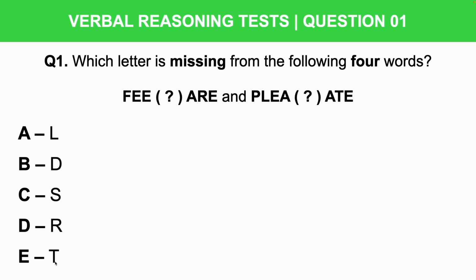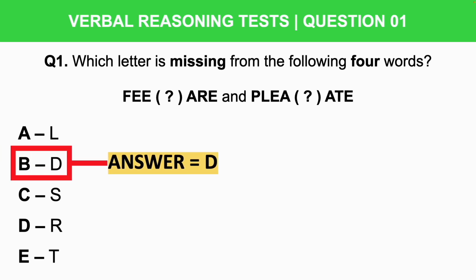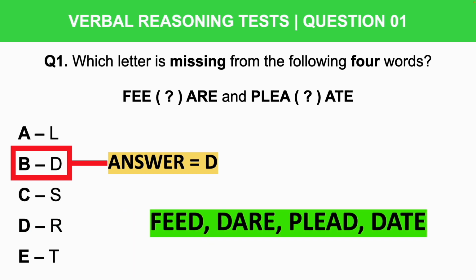In this example, the letters making up this potential word that starts with the letters P-L-E-A really stands out to me, and therefore I would instantly know that only the letter D, looking at this list of potential answer options, would work. I would then try adding the letter D to the other words to see if they too work. And by doing so, we can see the correct answer is indeed answer option B, which is the letter D. So by using the letter D, we would get the words feed, dare, plead, and date.